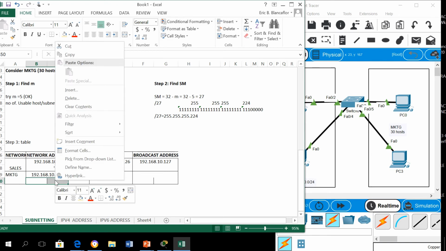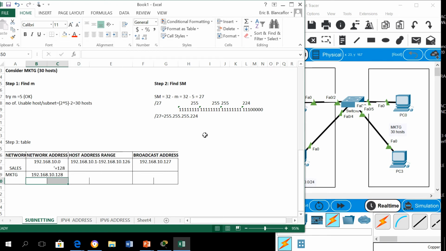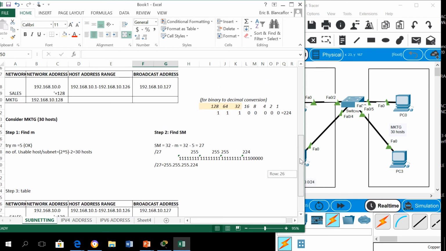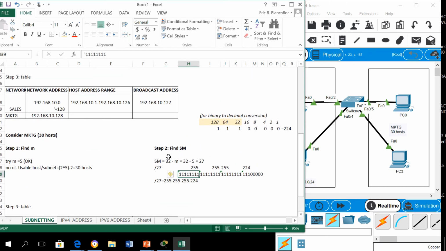Let's just merge it. Okay. Next is, there's this interval, right? We need to get the interval. And how? We need to find the rightmost network bit. Okay. This is the leftmost network bit. On this side, this is the rightmost network bit.